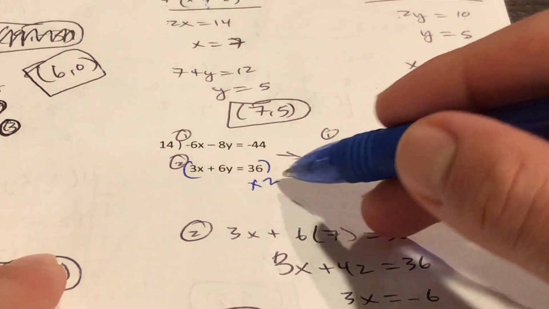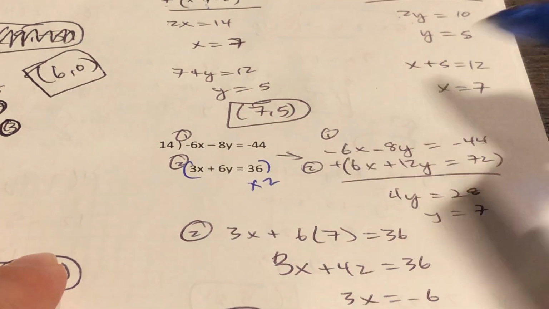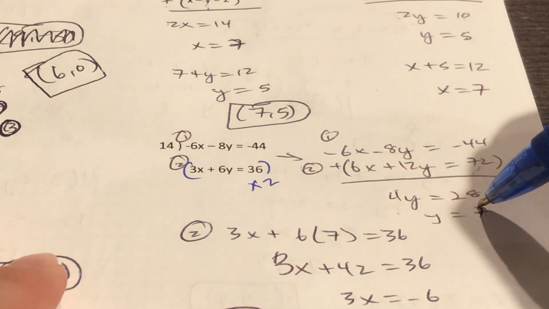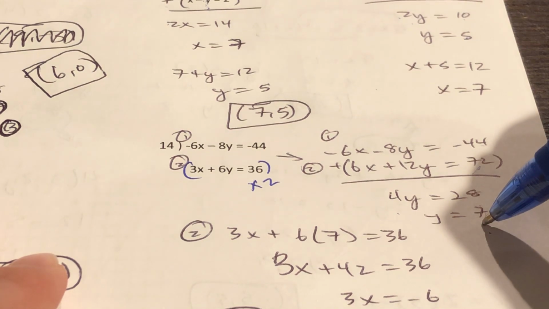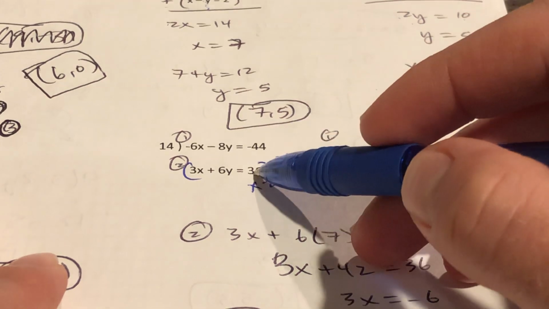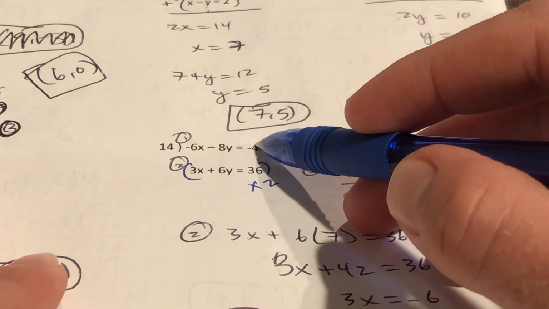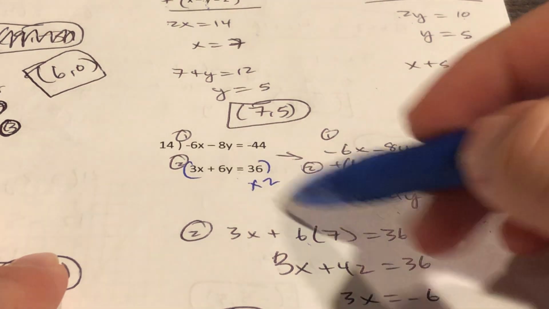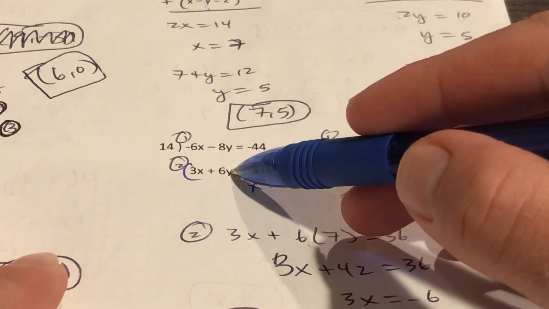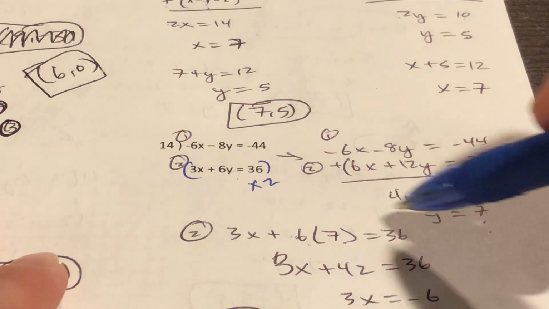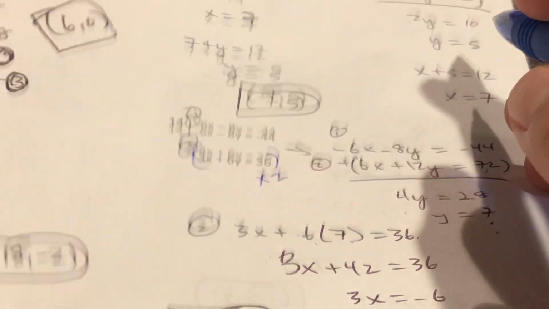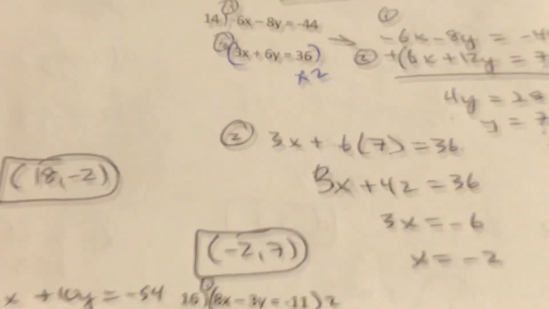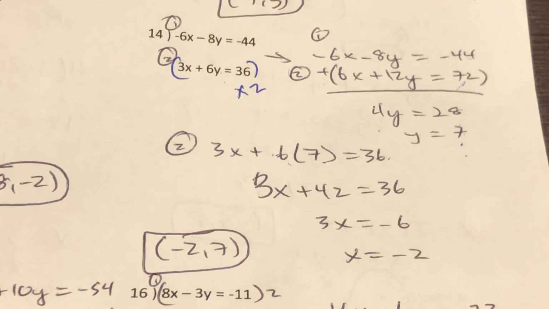You're doubling that. That's a common error. Students don't double everything. 4y is equal to 28. Y is a nice, pleasant 7. So I'm going to go back, either the new equation 2, the old equation 2, or the original equation 1. I chose the original 2, and I'm going to plug a 7 in for y. 3x plus 6 times y is 36. Do that arithmetic. X is a negative 2. Negative 2 comma 7.